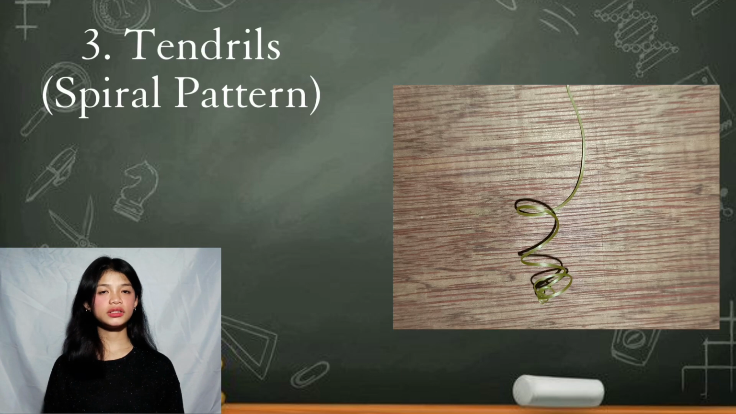Next, tendrils are an example of a spiral. The spiral is a geometric growth pattern seen in nature. Tendrils of plants curl into spirals as they search for support, following mathematical sequences like the Fibonacci spiral.